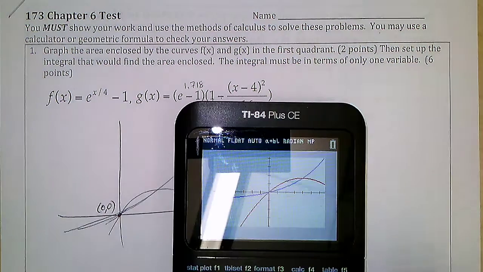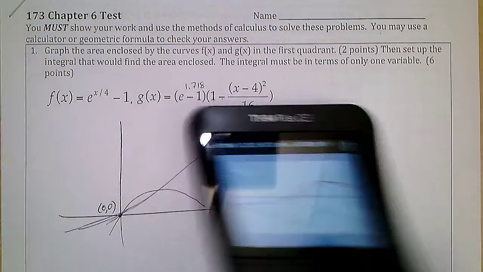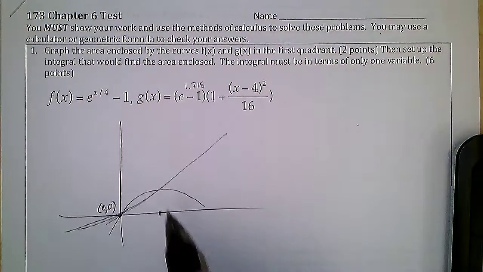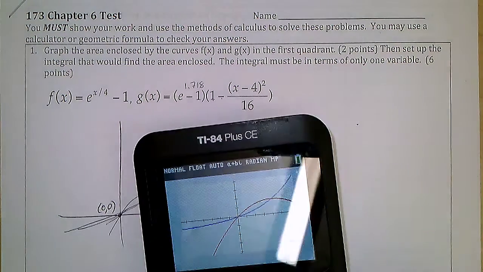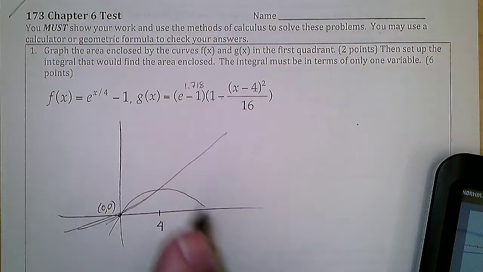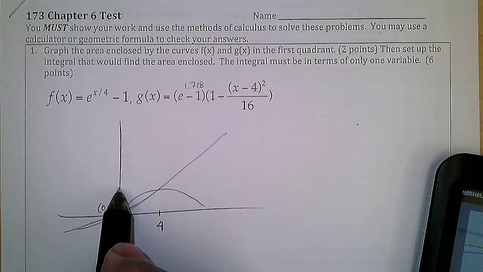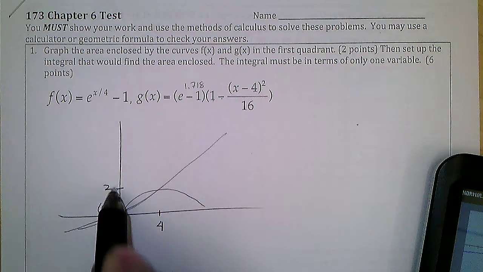And it looks like they go through about 4 something. So I'm going to put some units on here, 4, and it looks like it's up about almost 2-ish, somewhere around in there. So there's that.